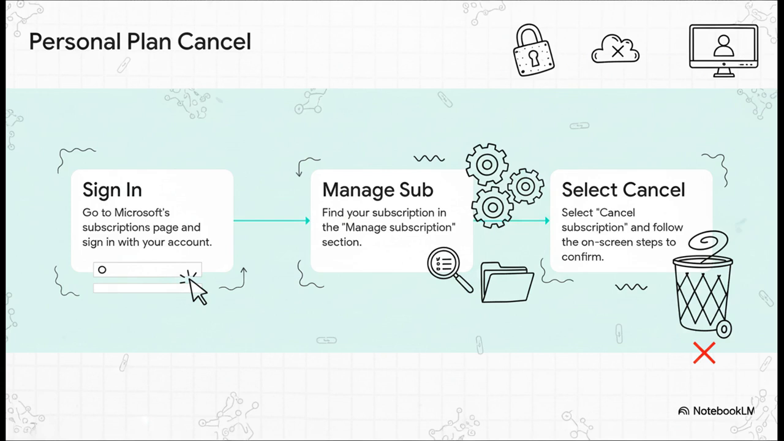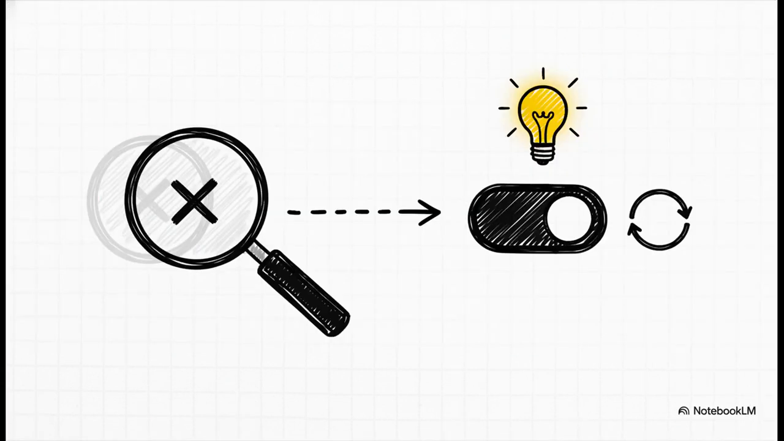Easy peasy. Now here is a fantastic pro tip you need to know. If you get in there and you can't find that Cancel Subscription button, don't panic. Just look for an option that says Turn off recurring billing. It does the exact same thing. Your subscription will just run out at the end of the current period instead of charging you again.